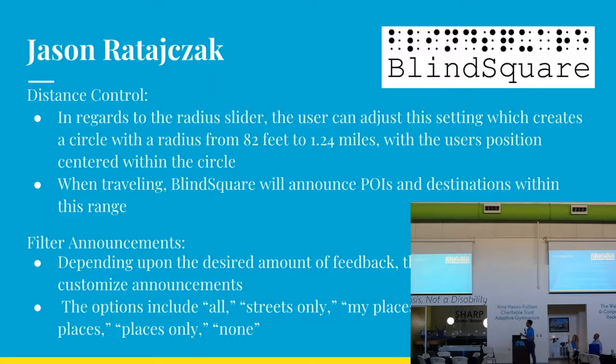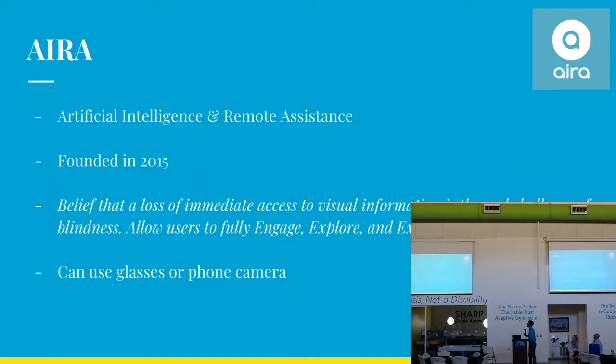Don't mind the roof. So AIRA stands for Artificial Intelligence and Remote Assistance. Started in 2015, so a fairly new product, and their vision and belief behind this product is that a loss of immediate access to visual information is the real challenge of blindness. Through AIRA, they allow users to fully engage, explore, and experience the world.